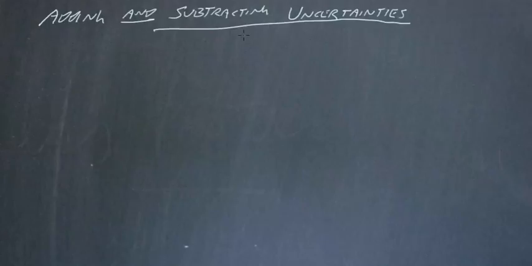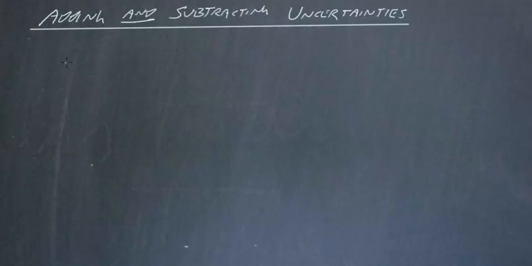I keep hitting the wrong key there. Let's get rid of that. Okay, adding and subtracting uncertainties. Let's draw a line under that. Adding and subtracting uncertainties. The example I drew out, and I will keep switching colours again.